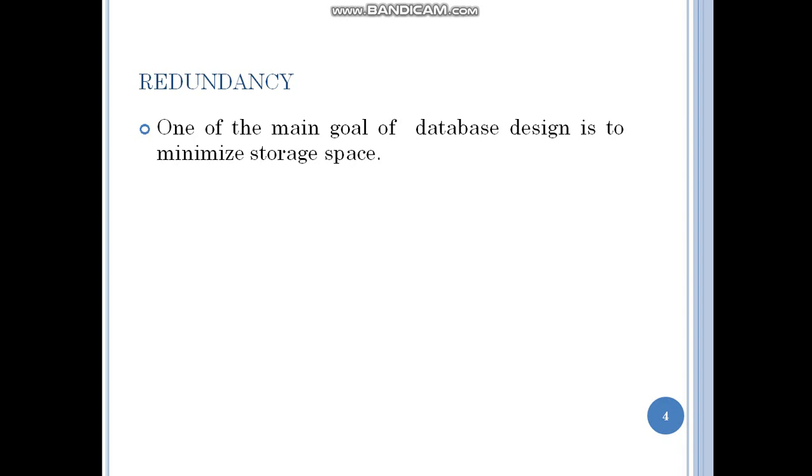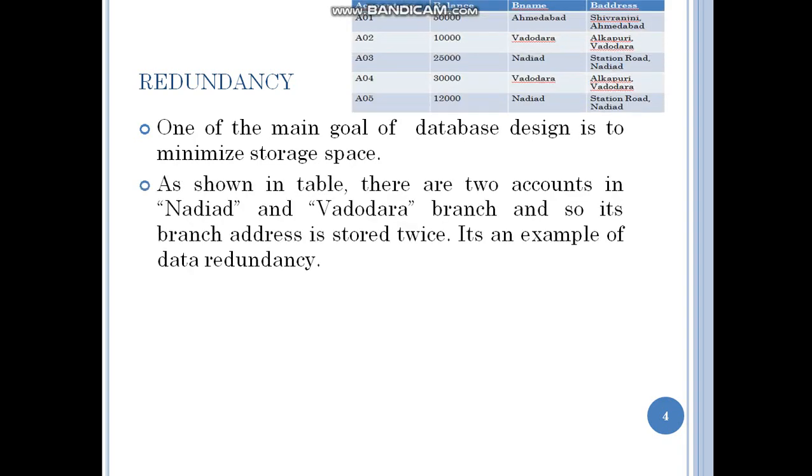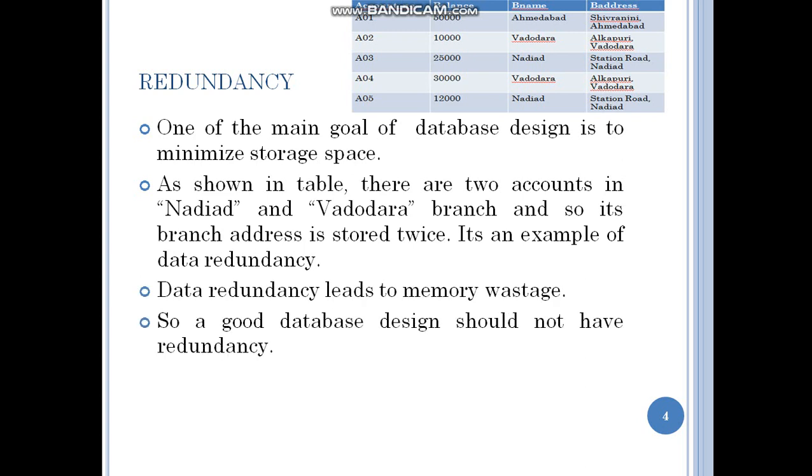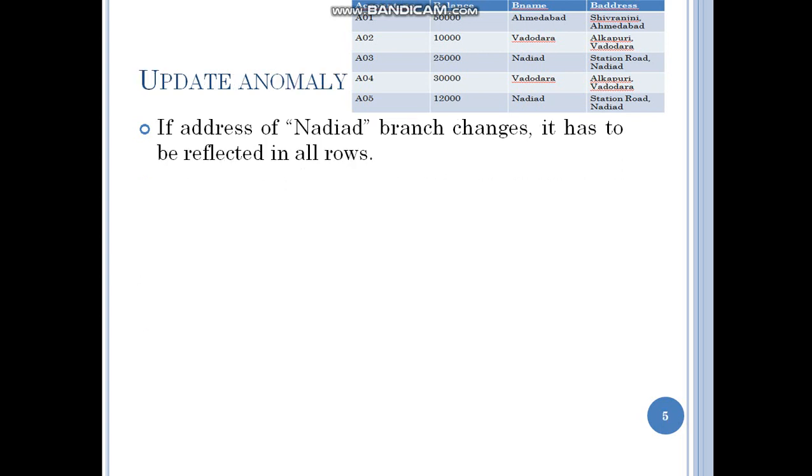Redundancy. One of the main goals of database design is to minimize storage space. Now as shown in the table, there are two accounts in Nadiad and Vadodara, and so even the address is stored twice. This is an example of data redundancy. Data redundancy leads to memory wastage. So a good database design should not have redundancy.